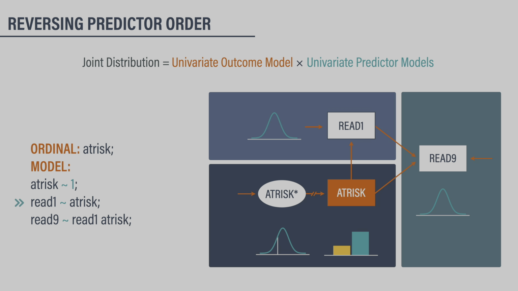The second equation on the model line features the risk indicator predicting first-grade reading scores. Importantly, the binary dummy code rather than the latent response variable is the regressor in this model. The focal regression model with 9th grade reading scores as the outcome doesn't change.